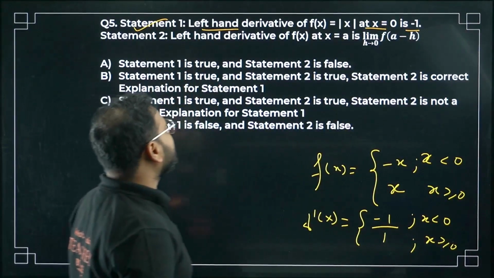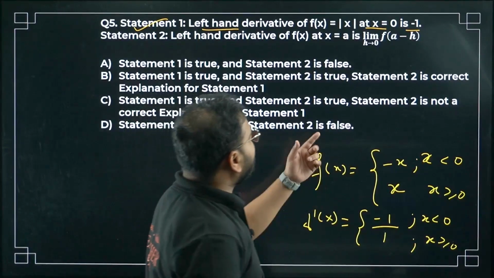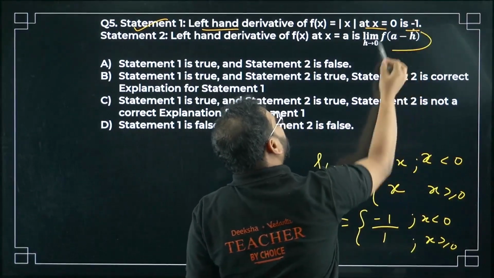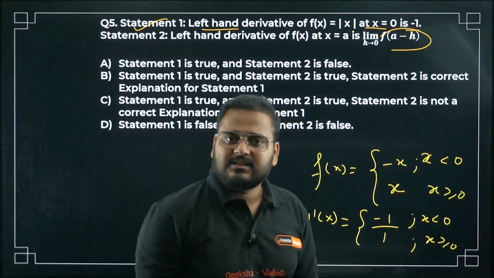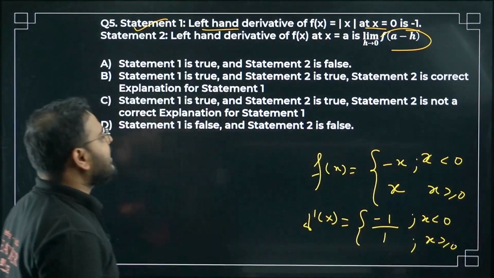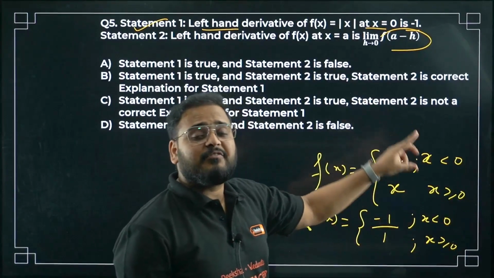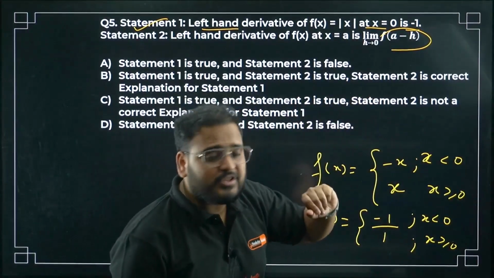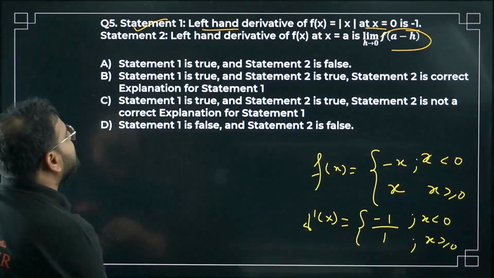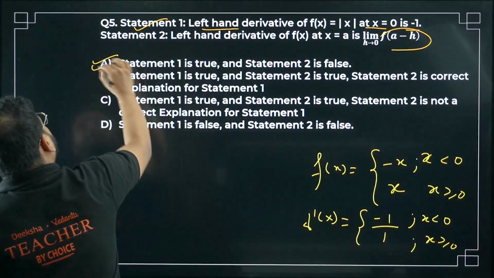Statement 2, sir, left hand derivative of f of x. No sir, it's not correct. No, this is for the limits, right? This is LHL, not LHD. You'll have f of a minus h minus f of a, divided by minus h. Remember the definition of the first derivative from the first principle of differentiation. So statement number 2 is incorrect, sir. So option number A is correct.